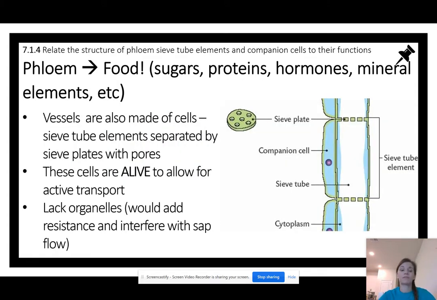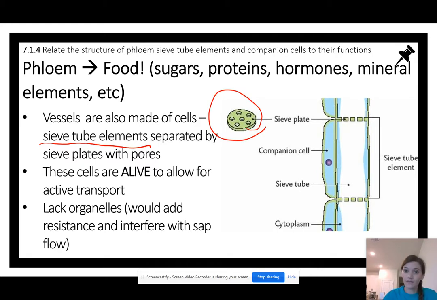Okay, so now the phloem. Phloem, food. So sugars, proteins, hormones, pretty much everything that's not water. But there's water in it because it's sap. So pretty much everything else. Vessels are also made of cells. So these are called sieve tube elements. So sieve tube elements stacked on top of each other to give you this tube. They're separated by sieve plates that have pores in them.